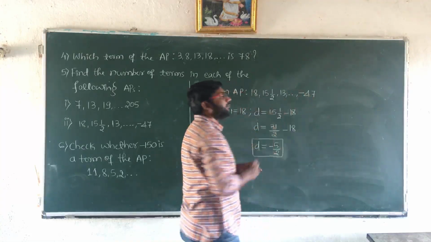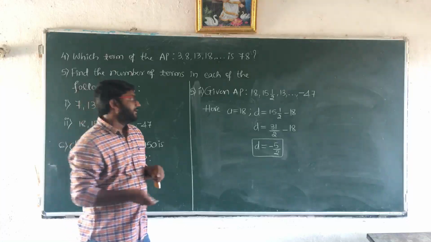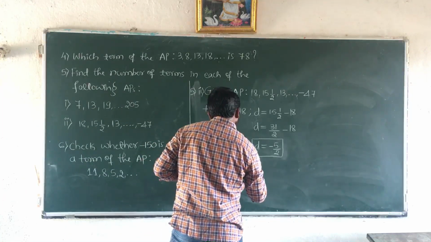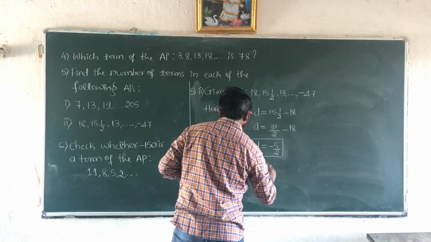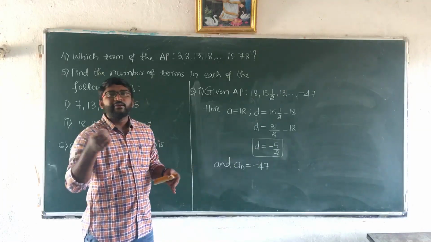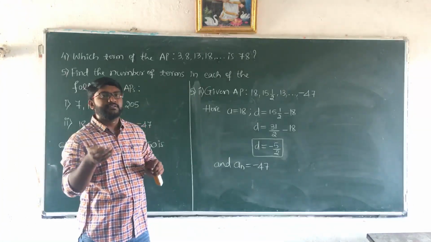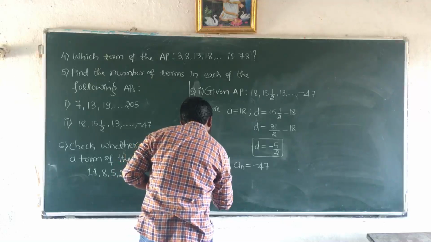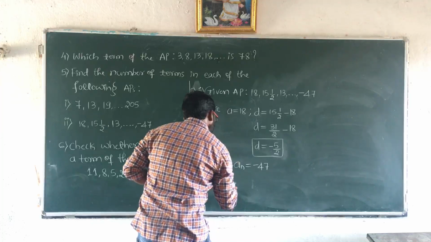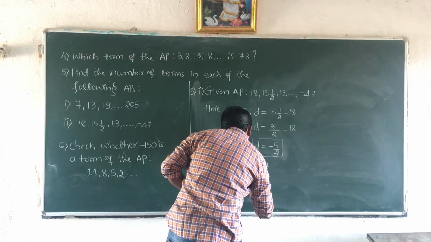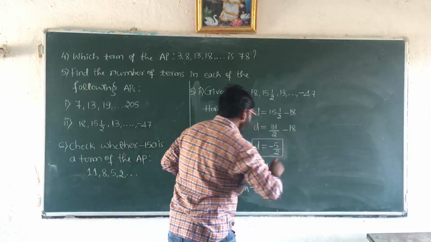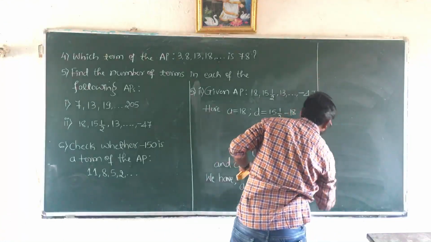And we have to consider minus 47 as AN. So AN is equal to minus 47. This is all about the given data. Now we have to substitute all this information in the standard formula. We have AN is equal to A plus N minus 1 into D. So let us go ahead with the substitution here.